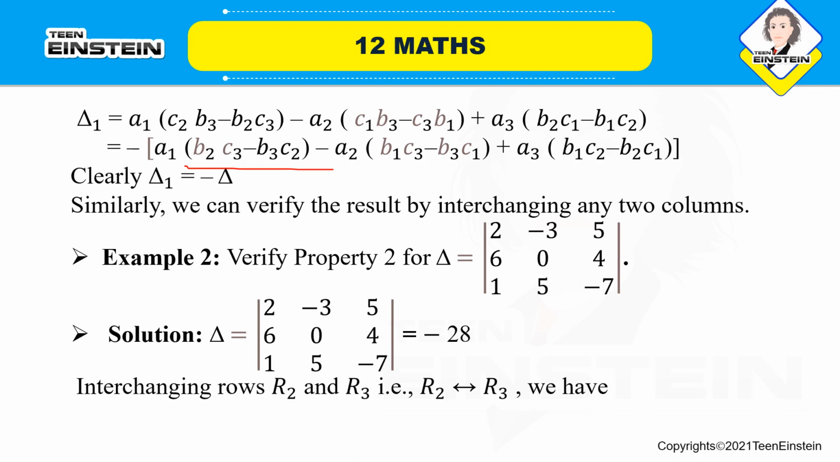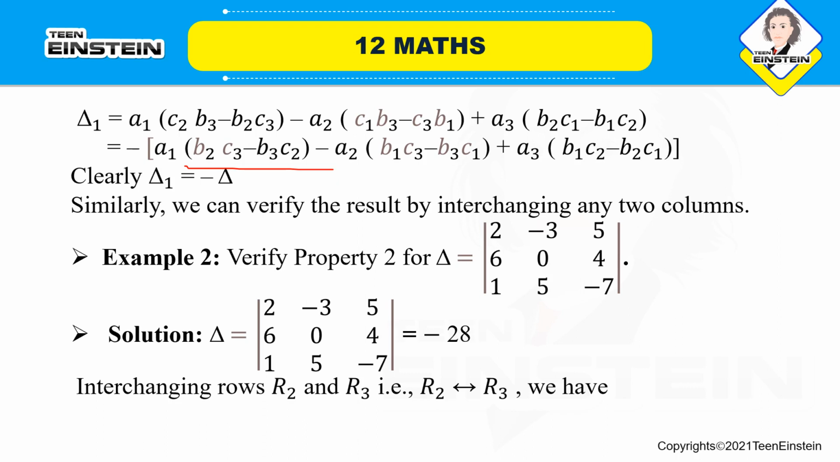So we have verified the result by interchanging the two rows. Similarly, we can verify the same result by interchanging any two columns. Okay. So what is property 2? If you interchange any two rows or any two columns of the determinant, then there will be a change in the sign. Right? This is what property number 2.